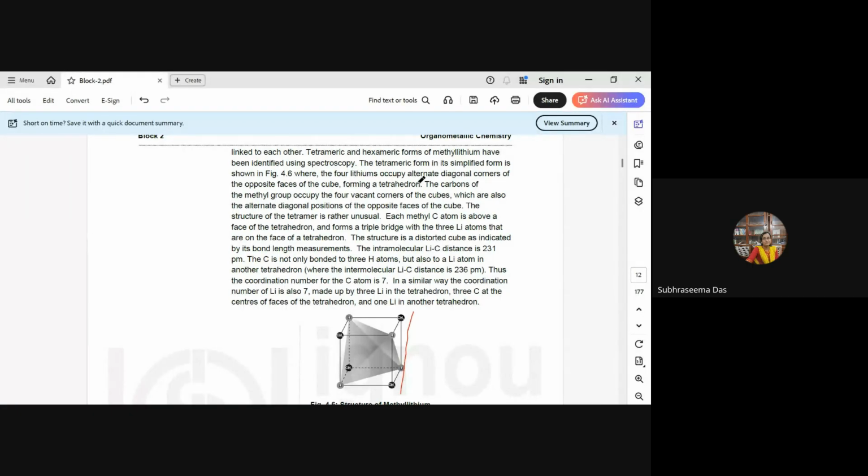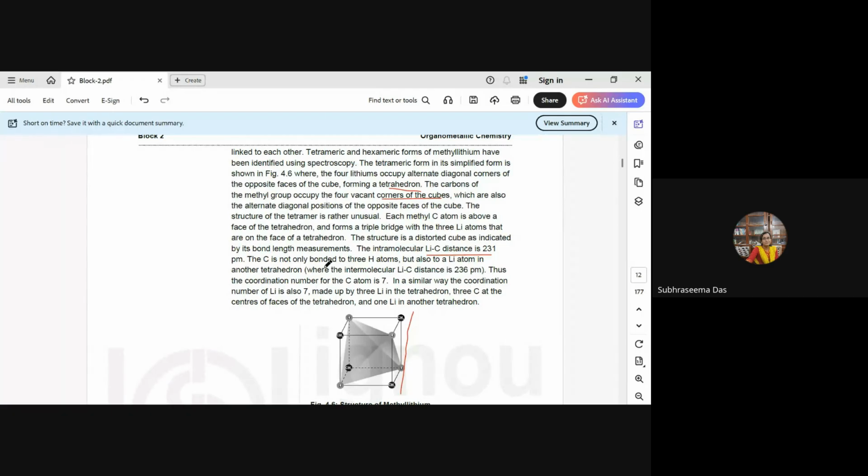Here the four lithiums occupy the alternate diagonal corners of the tetrahedron. The carbons of the methyl groups occupy the four vacant corners of the cube, that is the alternate diagonal positions. Each methyl carbon atom is above the face of the tetrahedron, and it forms a bridge with the lithium atoms over the face of the tetrahedron. So this structure is that of a distorted cube. The intramolecular lithium to carbon distance is 231 picometer.